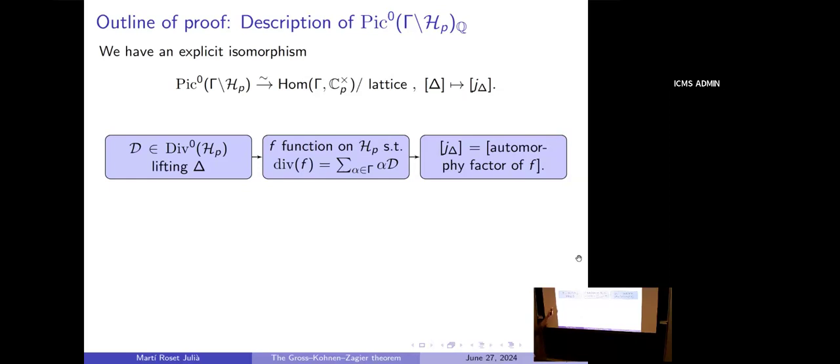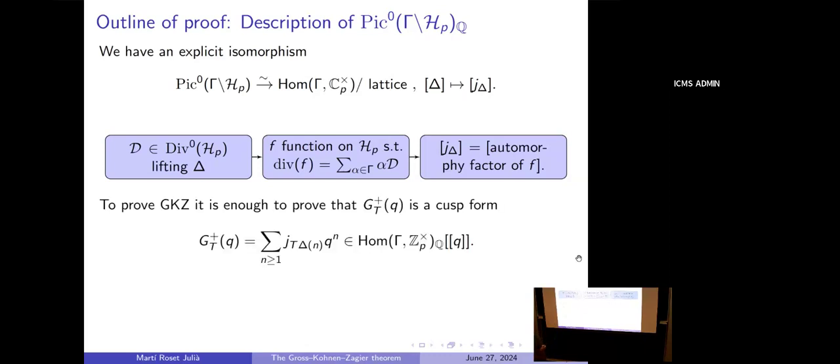So now we have this isomorphism between the Jacobian and this group of morphisms. So we can phrase the Gross Kohnen Zagier theorem in terms of these automorphic factors. So the conclusion is that to prove the Gross Kohnen Zagier theorem, it's enough to prove that the generating series that I'm denoting by GT plus, made of the automorphic factors, is a modular form. And it should be a modular form taking values in this group of morphisms from gamma to CP star modulo lattice, but I skipped some technical steps.